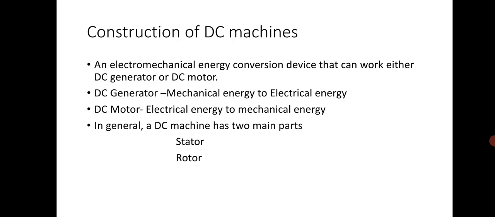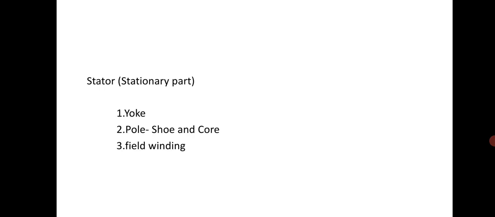So what are the main parts used in this DC machine? Stator and the other one is rotor. First we see the stator. What is stator? From the name you understand, it's the stationary part. It does not move here and there. It will be stationary, constant. So what are the stator parts present in a DC machine? Yoke, pole shoe and core, and the third one is field winding.